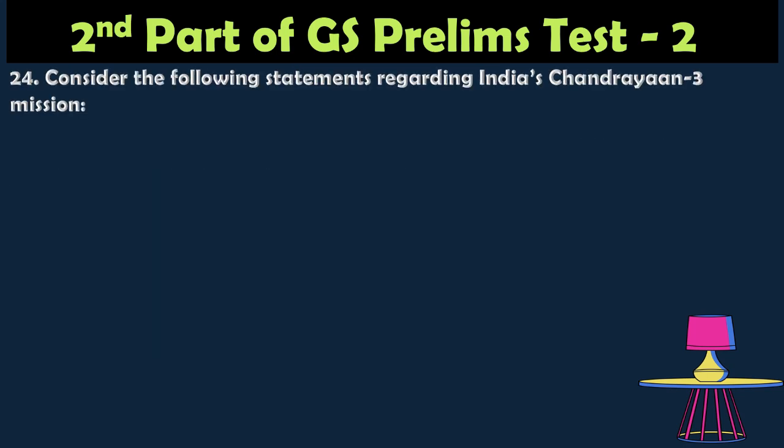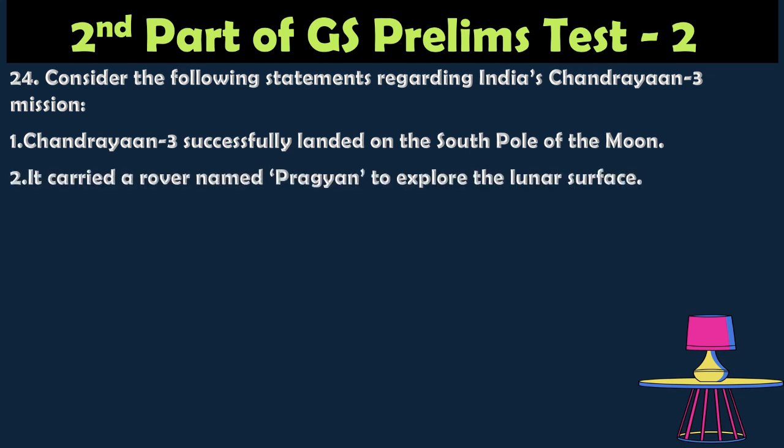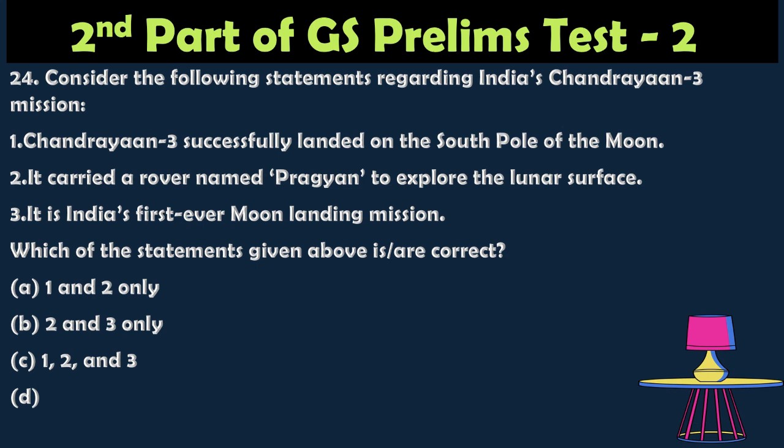Question number 24. Consider the following statements regarding India's Chandrayaan 3 mission. 1. Chandrayaan 3 successfully landed at the south pole of the moon. 2. It carried a rover named Pragyan to explore the lunar surface. 3. It was India's first ever moon landing mission. Which of the statements given above is correct? Option A, 1 and 2 only. Option B, 2 and 3 only. Option C, 1, 2 and 3. Option D, 1 only. The correct answer is 1 and 2 only.